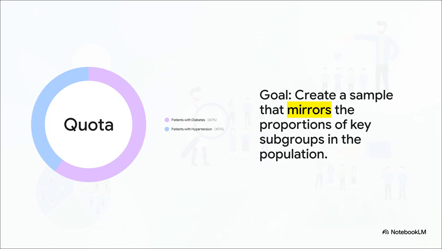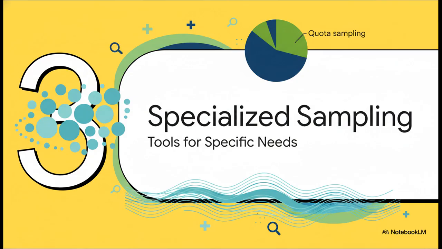So then they'll go out and find people until they hit those specific numbers, or quotas. This makes sure the sample at least mirrors the population on those key things, which makes it a bit more reliable. Okay, moving on. Let's look at some of the more specialized tools in the kit.